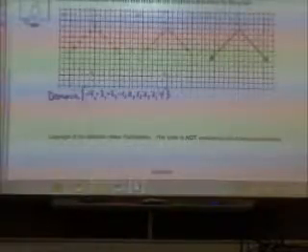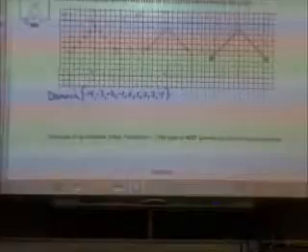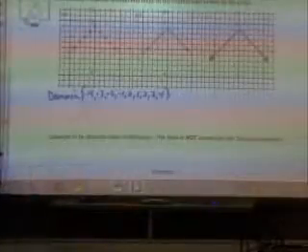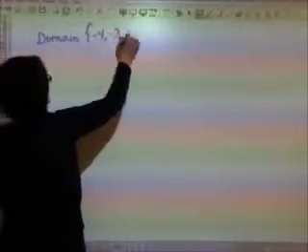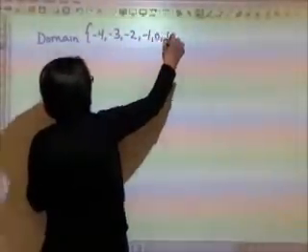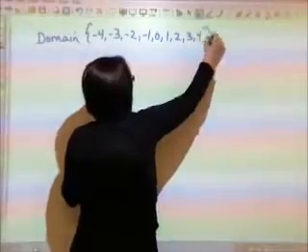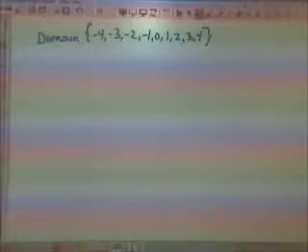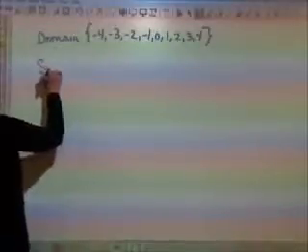The other way that I could do this, actually I'm going to make a new page. So with my domain, that was -4, -3, -2, -1. Okay. This would be a set of numbers. Then what we have is something called set notation.